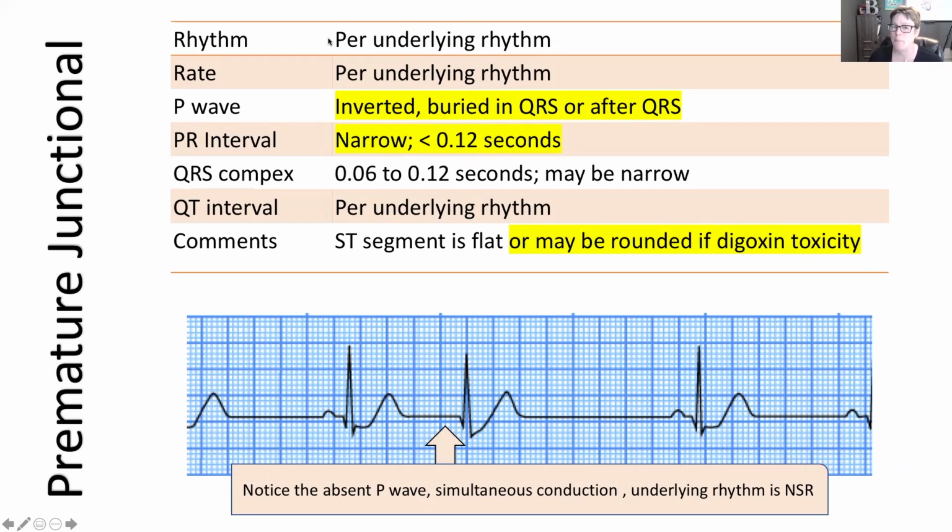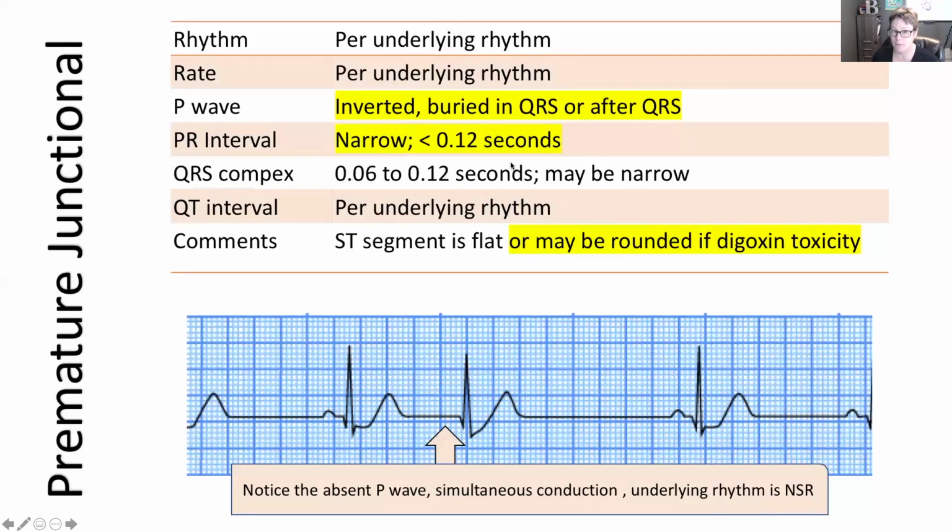The rhythm will be per the underlying rhythm. So in this case, this might be a sinus. It is a sinus rhythm because of that SA node being round and upright. But is it a normal sinus rhythm, a sinus tachy, a sinus brady? I don't know. I have to do my analysis. The rate will be again per the underlying rhythms. The P wave again would be inverted, buried in the QRS or after the QRS.